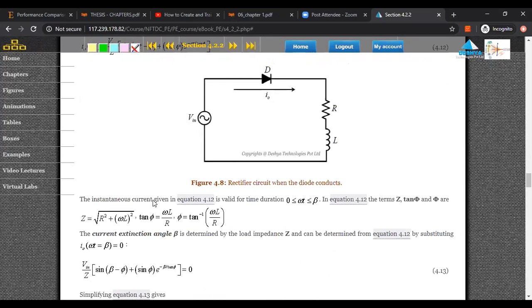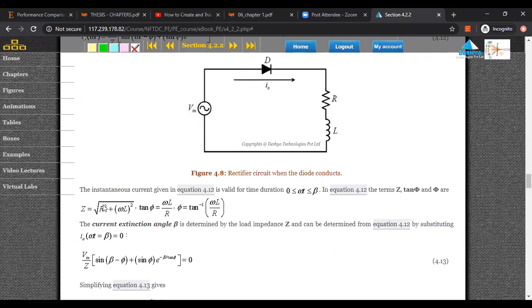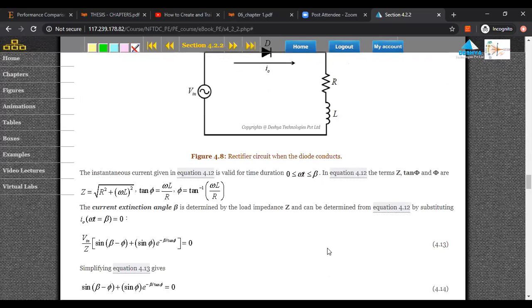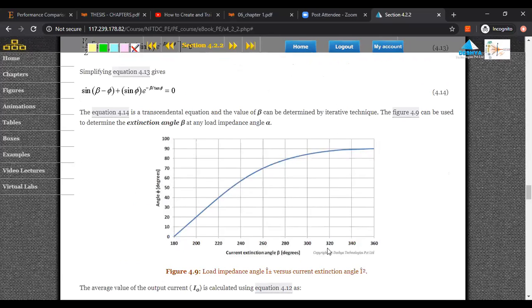About the impedance, you know very well, it is the square root of R squared plus XL squared. Tan phi is b by a, which in this case is omega L by R, so phi is tan inverse of that. You can see that the current becomes zero at omega t equal to beta. If you go back to the graph I just showed you, it is the instant at beta.